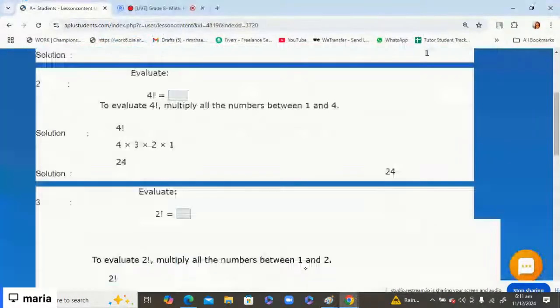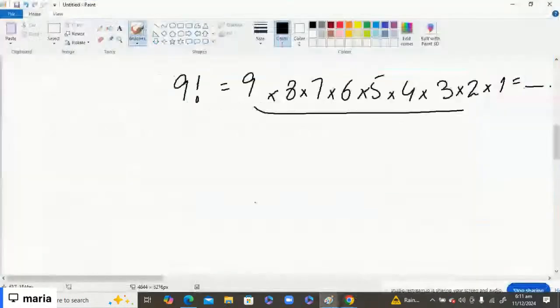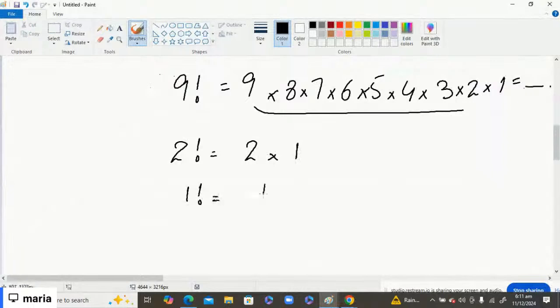Or if here is 2 factorial, this is a simple one. So you start with 2 and then it's only 1, not 0. If there is 1 factorial, it's only 1. If there is 0 factorial, this is only 0 because there is no number behind the 0. Okay?